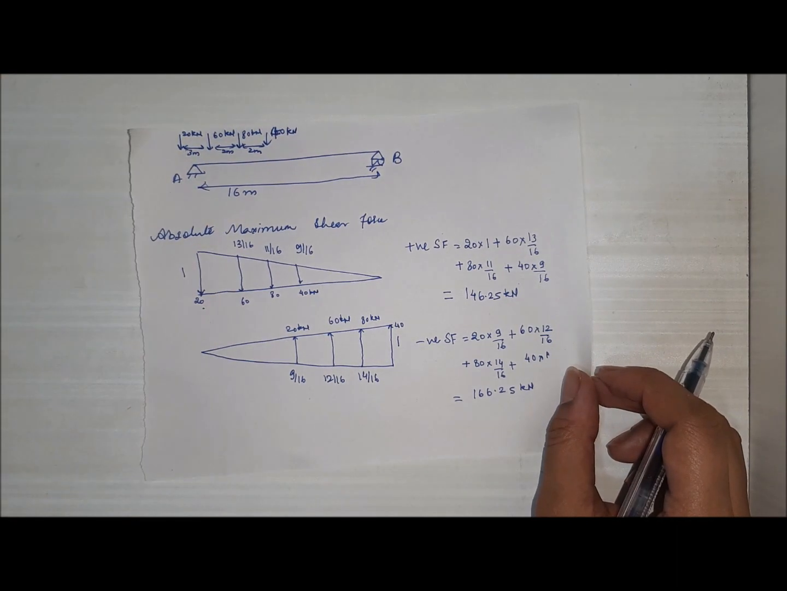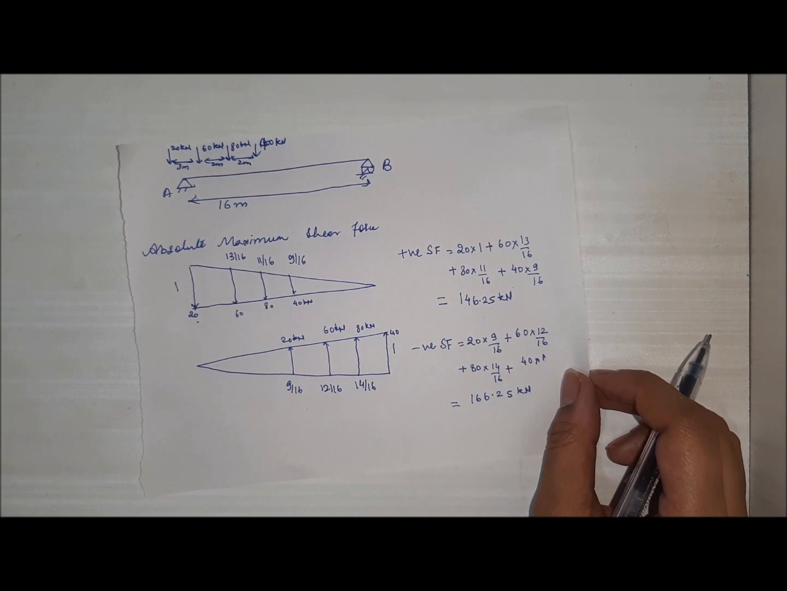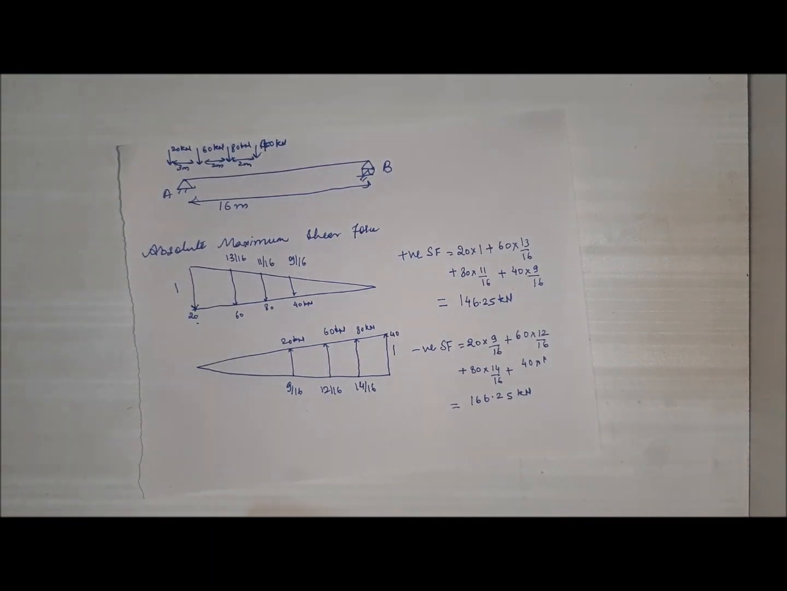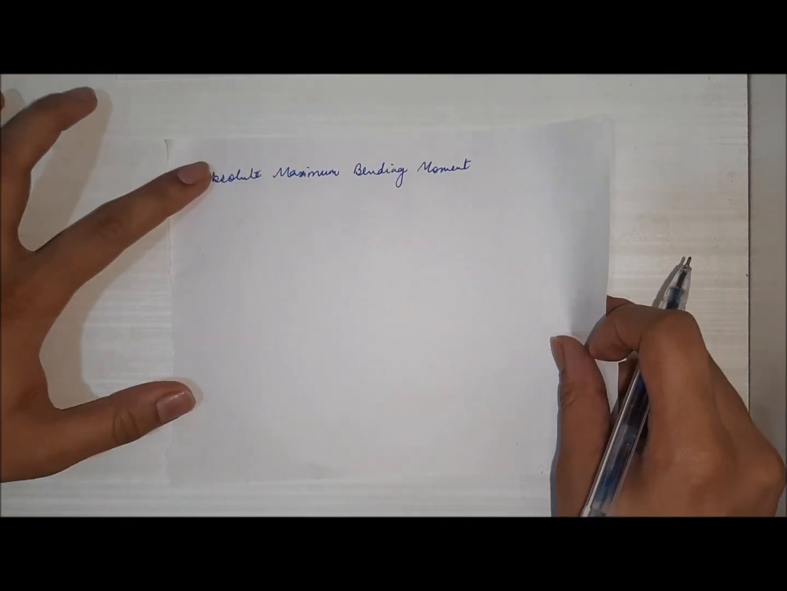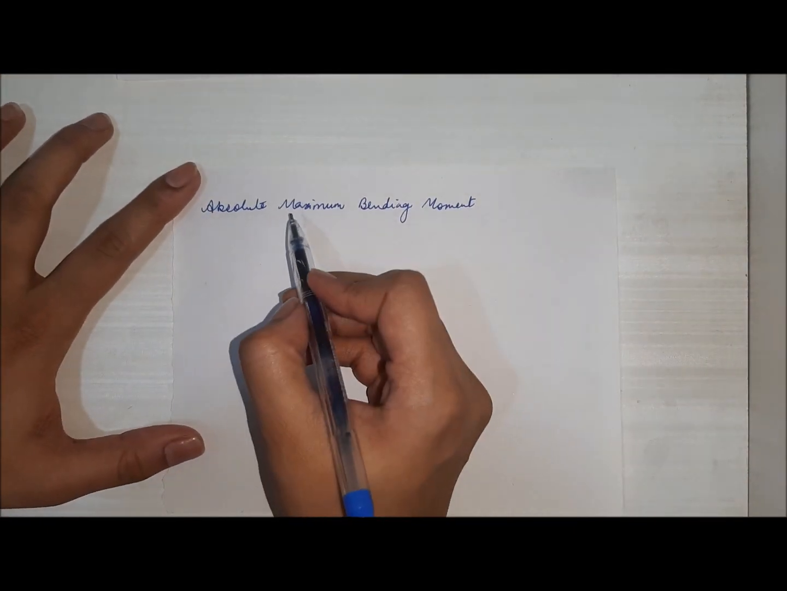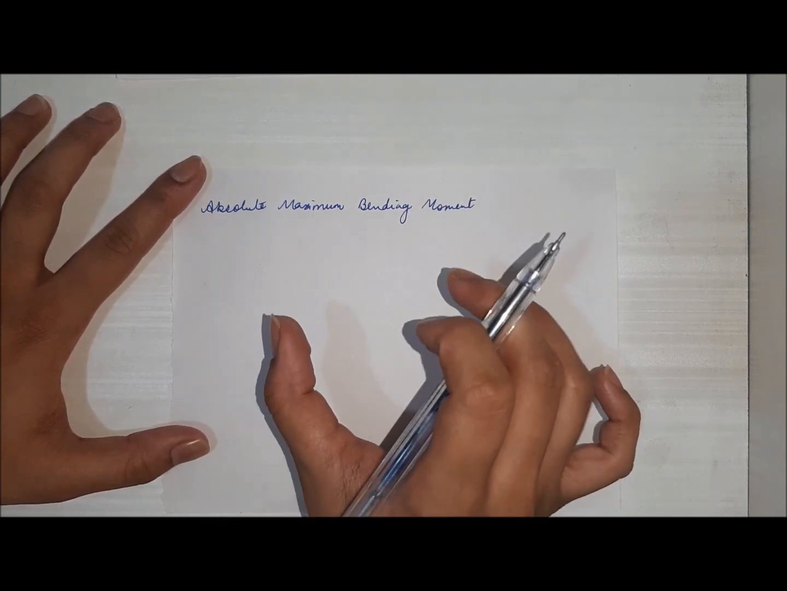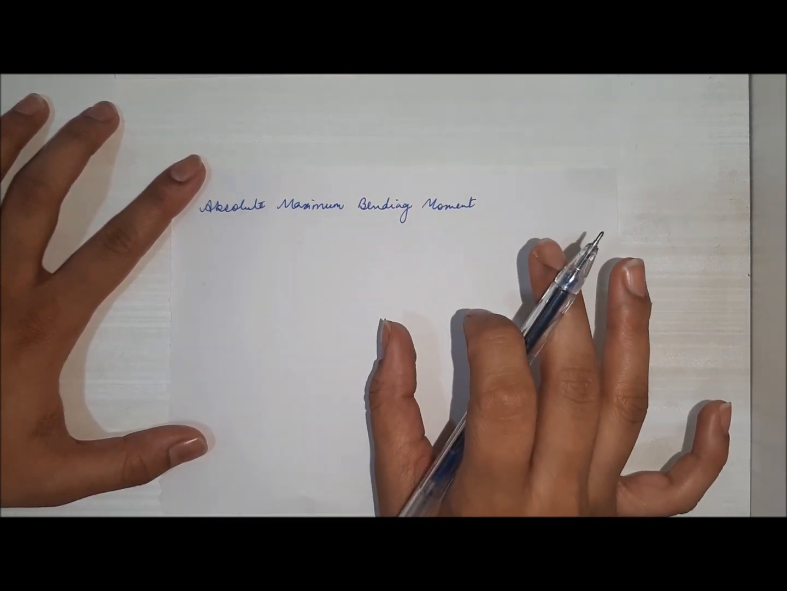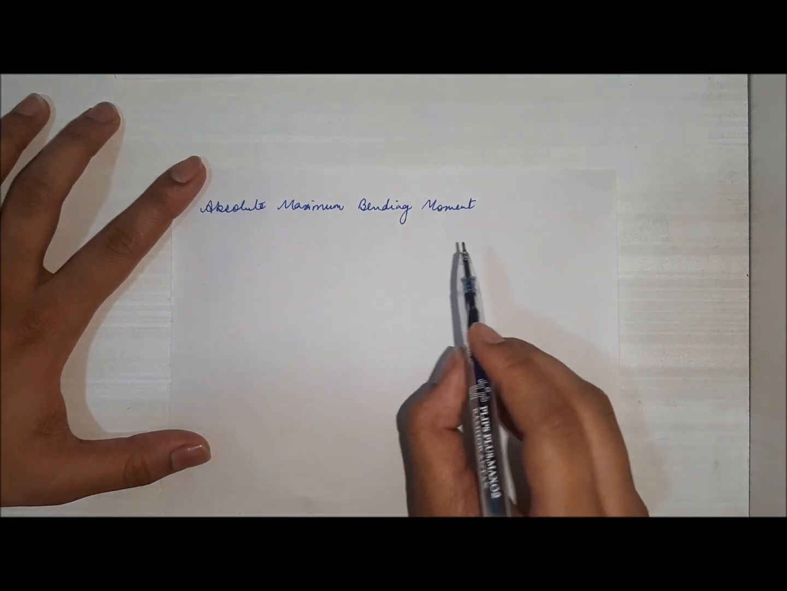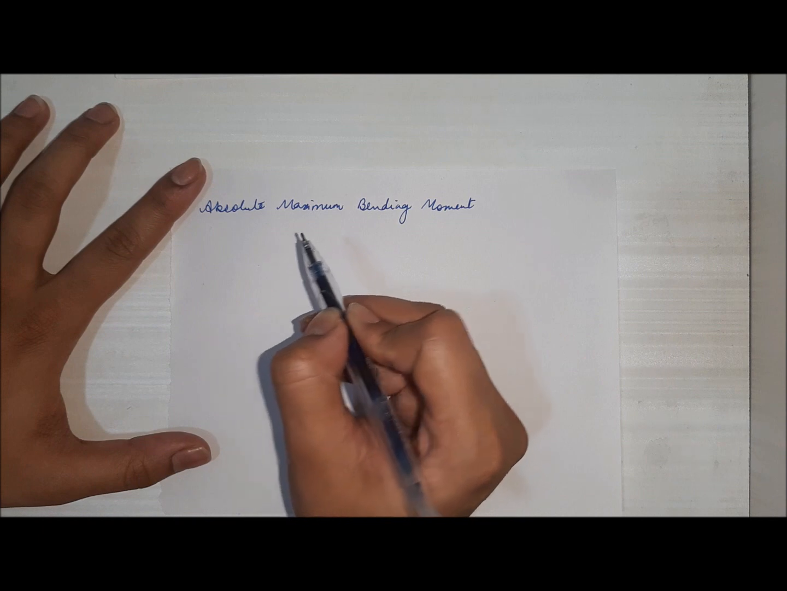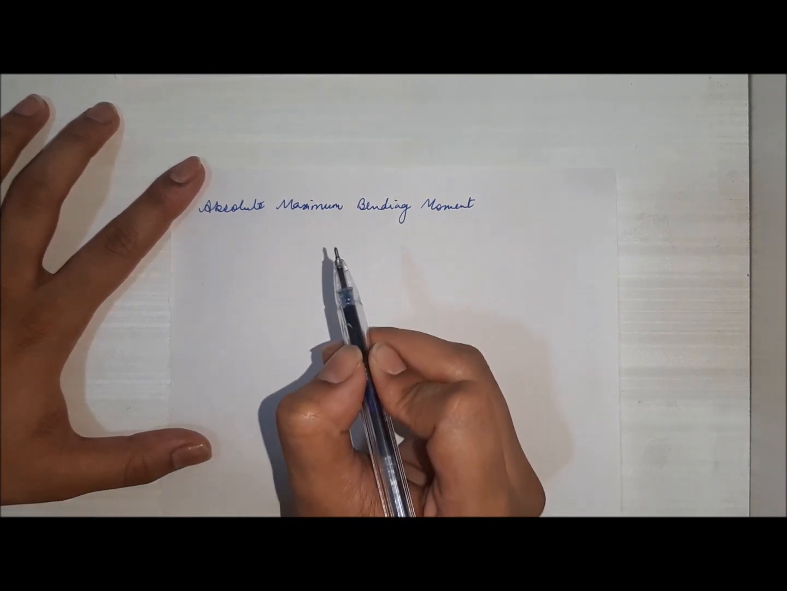Right? Now we have been asked to find out the absolute maximum bending moment. Now to find the absolute maximum bending moment, we are not having any section. So we have to put the chain of loads anywhere on the beam to get the absolute maximum value for bending moment. So first of all, we will find out the centroid of the chain of loads.